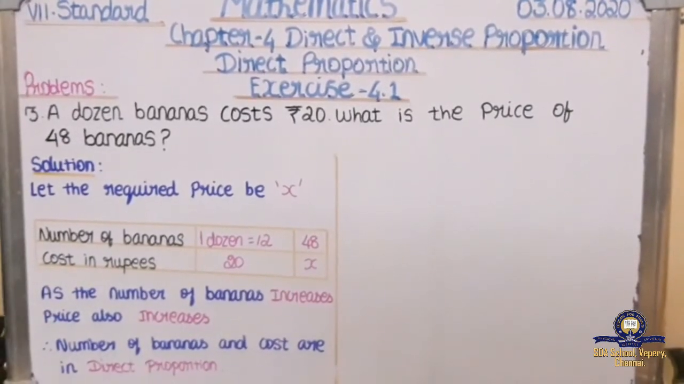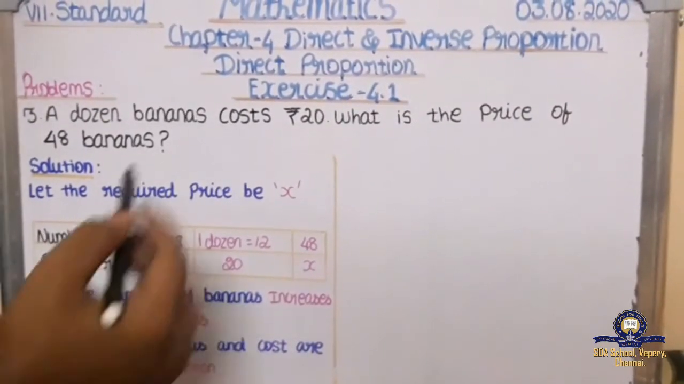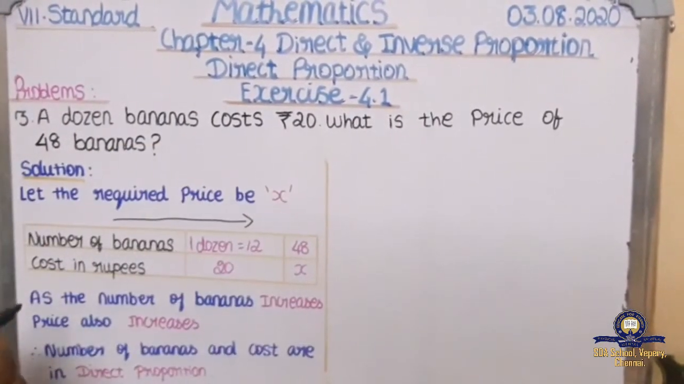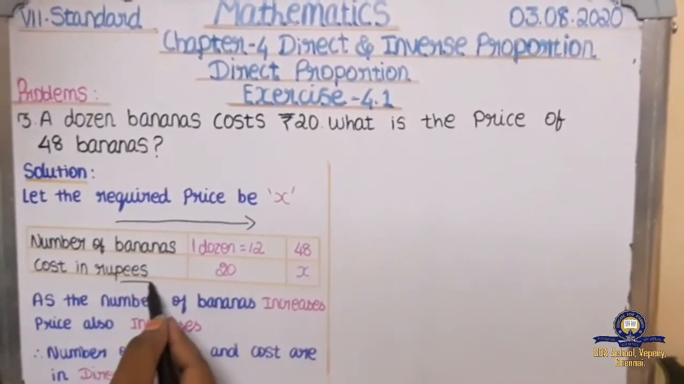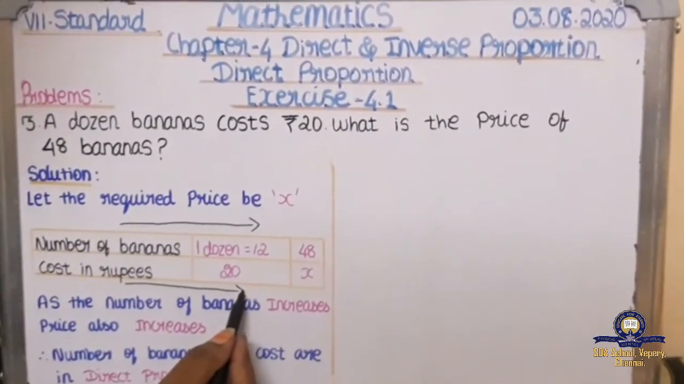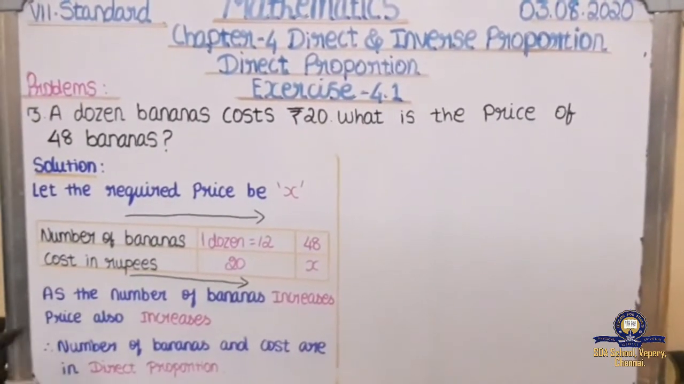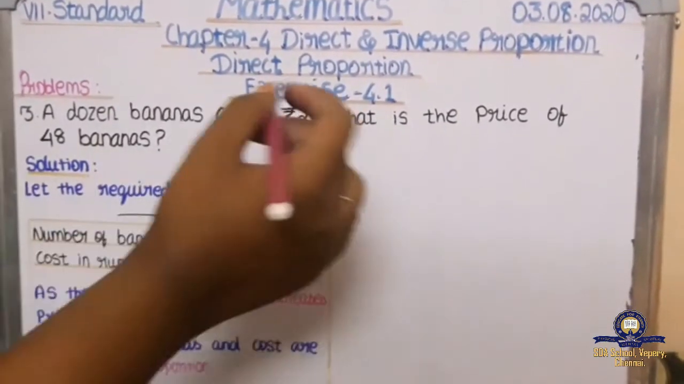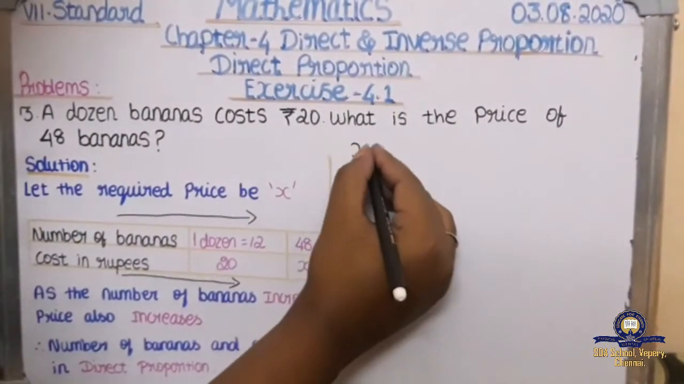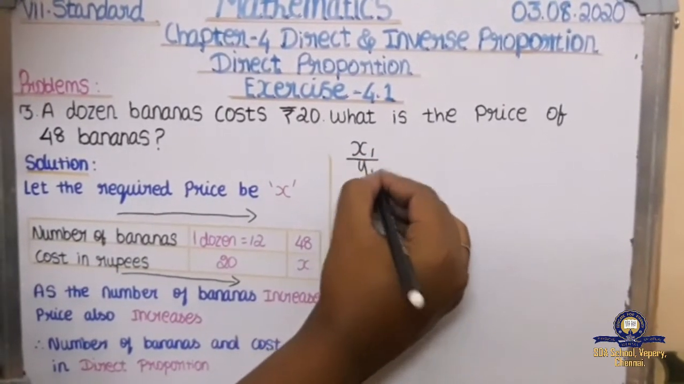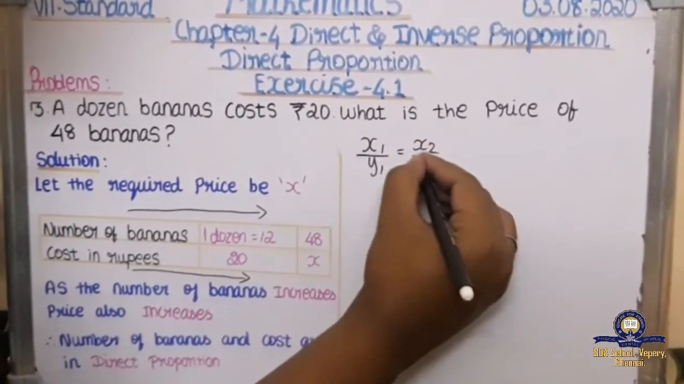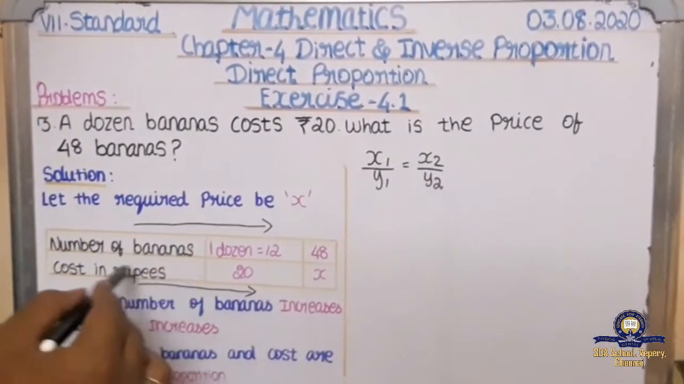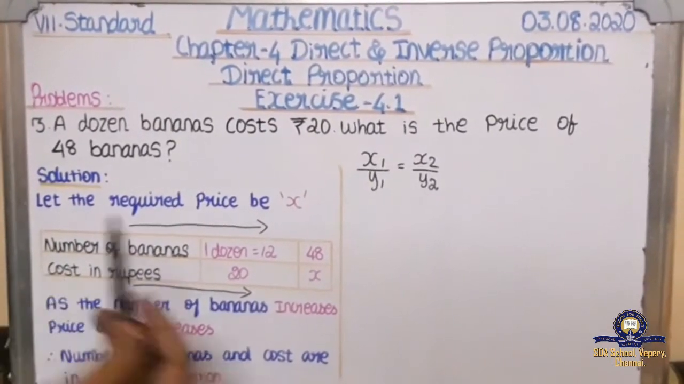Now as per what we are seeing, the number of bananas increases, therefore the price also increases. From this we can say that the number of bananas and the cost are in direct proportion. As per direct proportion, x1 by y1 is equal to x2 by y2. Here we take x as the number of bananas and y as the cost in rupees.